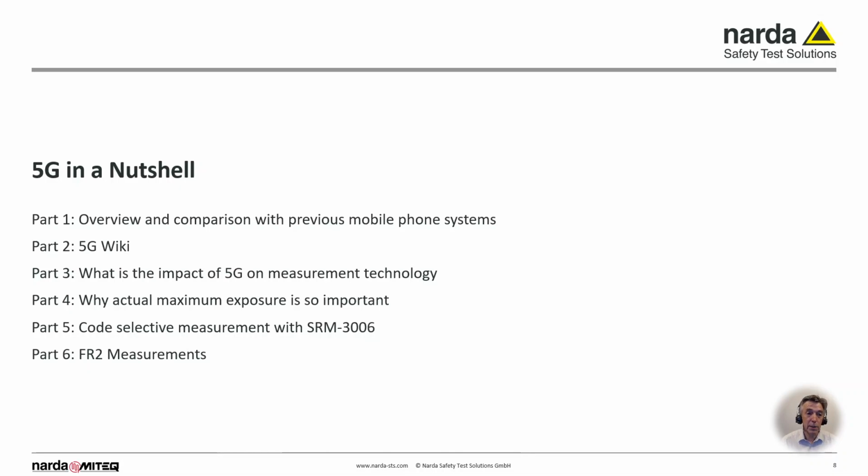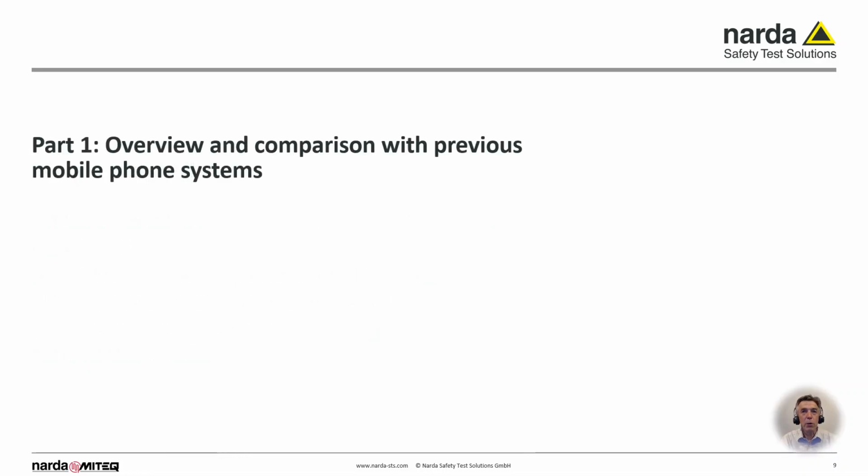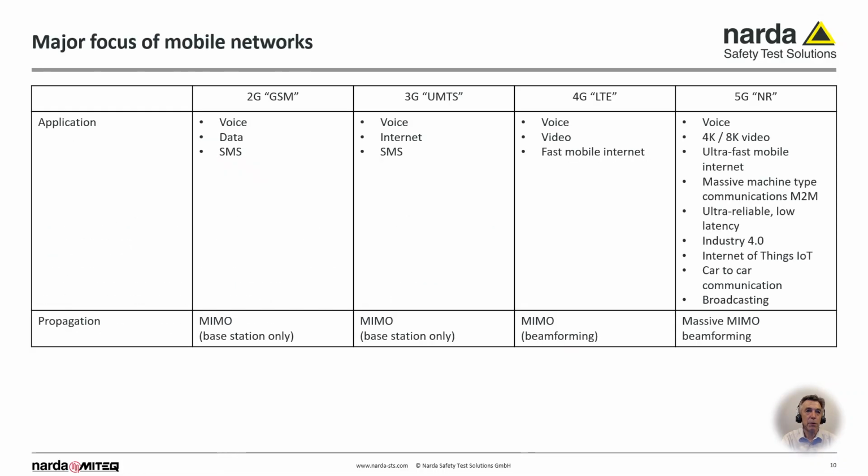Part 5 is I introduce to you and make a little sample about code selective measurements with the SRM 3006. And last but not least, FR2, that means frequency range up in the high gigahertz range, 24, 25 gigahertz. So here I will also show you some solutions. Overview in comparison with previous mobile phone systems.